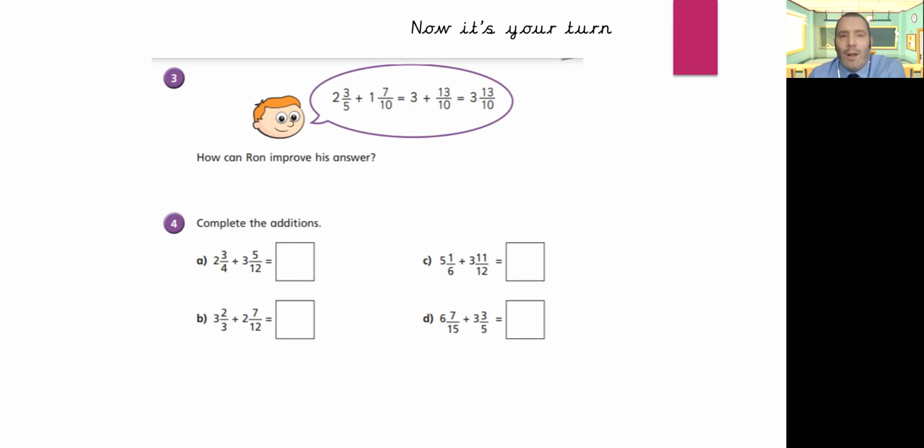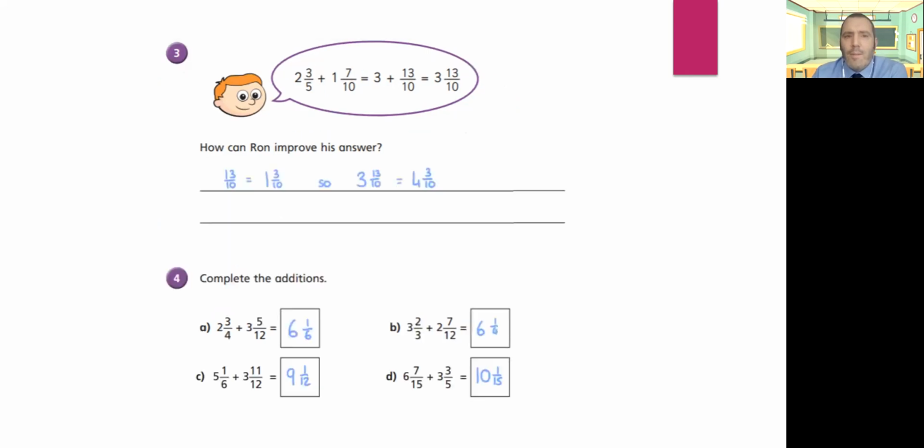Okay, how did we get on? Are we ready for the answers? So question 3, Ron can improve his answer because he's got a bit of a mess as his answer, really. He's got 3 and 13/10. So he's got a mixed number and an improper fraction. It just looks a bit messy. So if we look at 13/10, that's equivalent to 1 and 3/10. So 3 and 13/10 is actually 4 and 3/10.